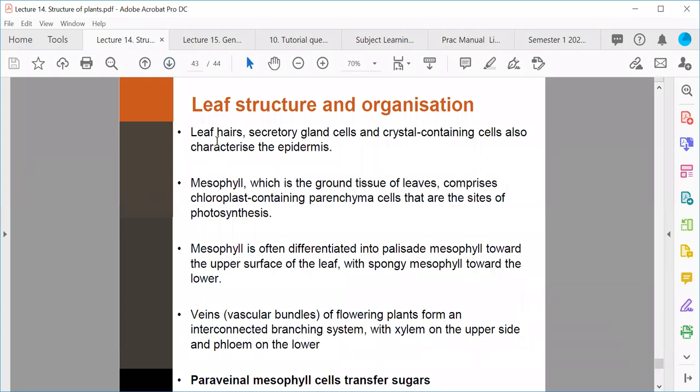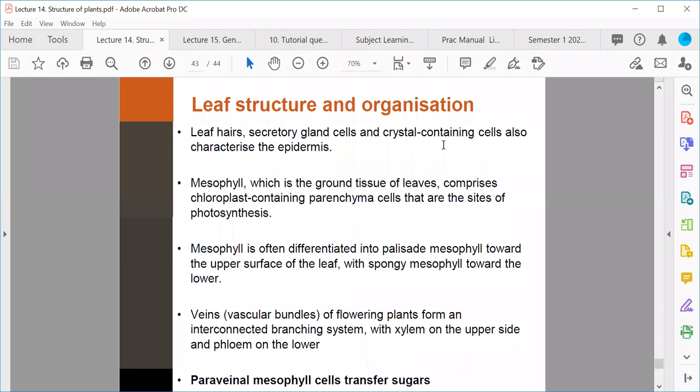Okay, so some of the leaf epidermal cells, depending on species, can also be quite unique. They can have very unique functions. So some of these cells will actually form leaf hairs. Some will specialise as secretory gland cells. And of course, those gland cells will accumulate various oils and resins, which are supposed to deter insects that are feeding on leaves.